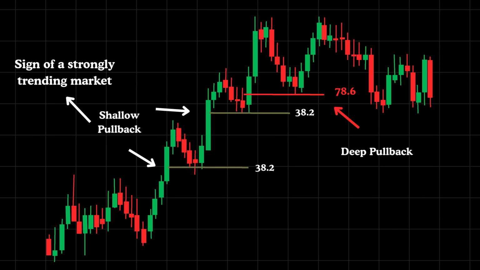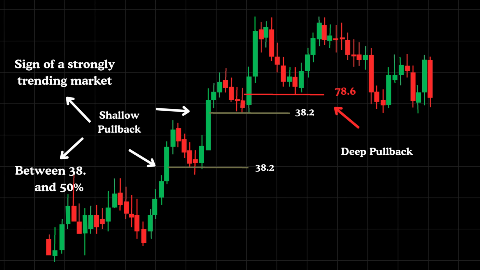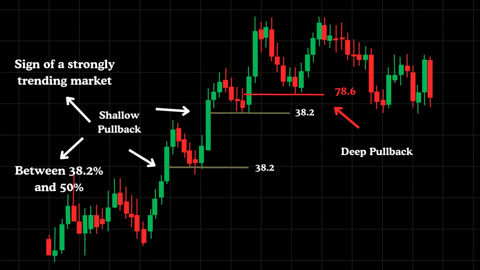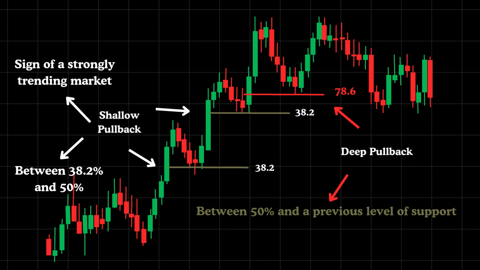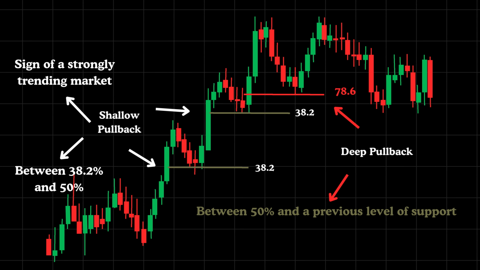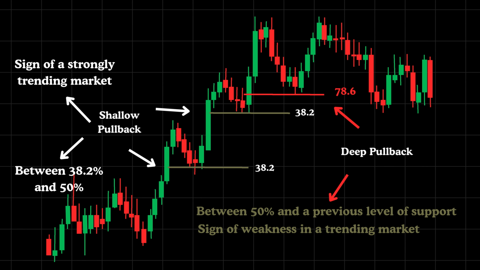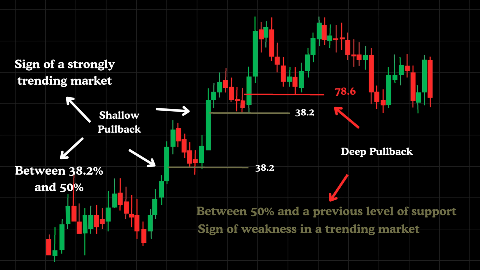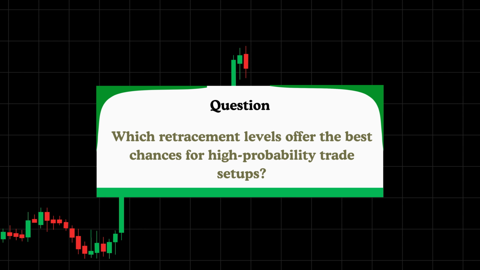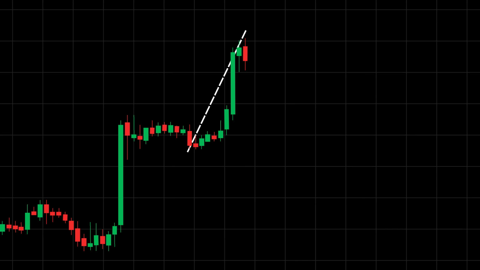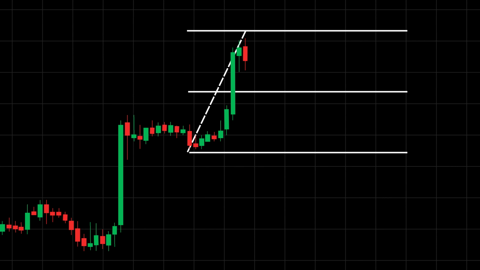A shallow pullback typically signals a strong, healthy trend and usually occurs between the 38.2% and 50% retracement levels. In contrast, a deep pullback tends to happen between the 50% level and a previous support zone, indicating potential weakness within the ongoing trend. Now, this brings us to an important question: which retracement levels offer the best chances for high-probability trade setups? To address this question, we break the potential pullback zone into two sections.